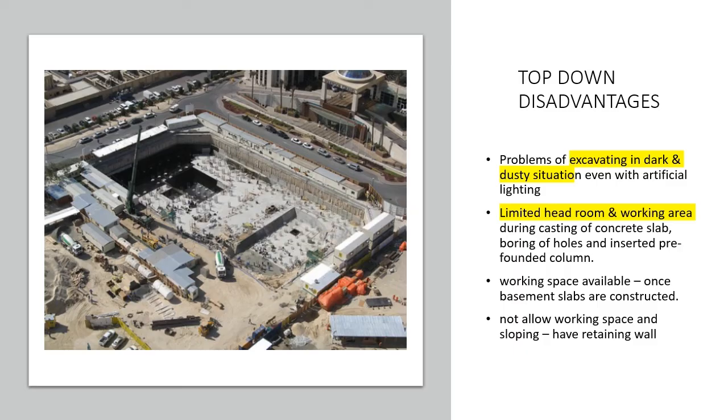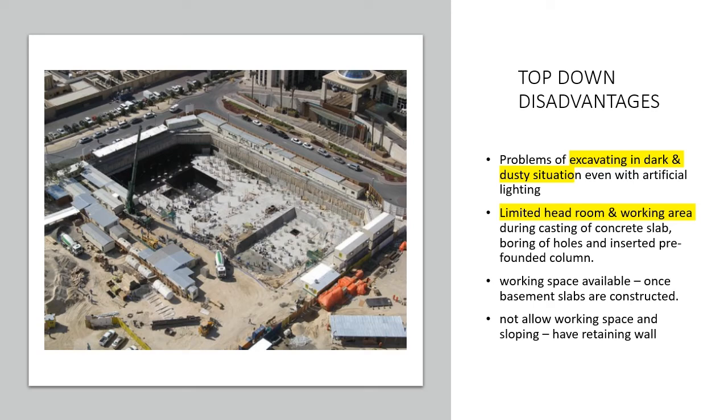However, there are disadvantages for top-down method, such as problem of excavating in dark and dusty situation even with artificial lighting, because of the opening that this method provide obstruct the lighting daripada atas, jadi kita perlukan artificial lighting, and when the ventilation is not enough, jadi akan berhabuk lah dekat area tu.